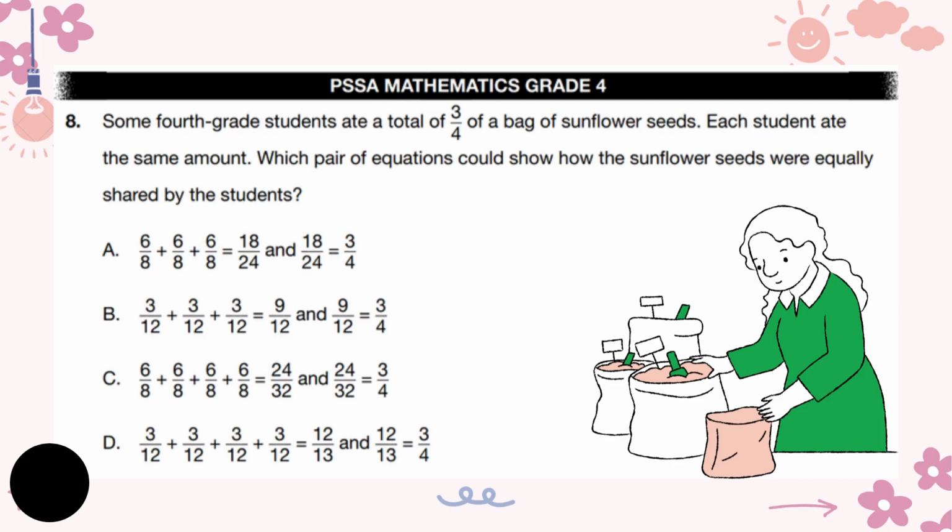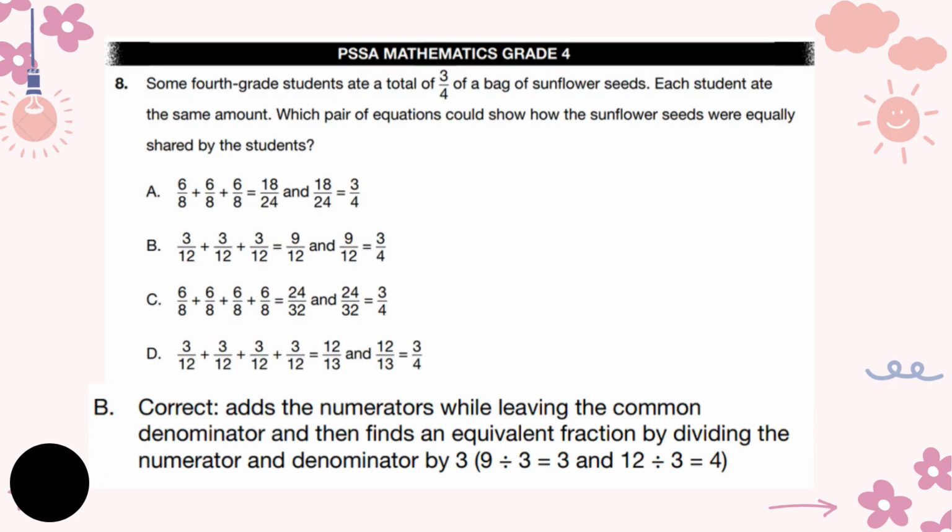Question number 8. Some fourth grade students ate a total of 3/4 of a bag of sunflower seeds. Each student ate the same amount. Which pair of equations could show how the sunflower seeds were equally shared by the students? So I will do this. Add the numerators while leaving the common denominator, then find an equivalent fraction by dividing the numerator and denominator by 3. So the answer is B, guys.